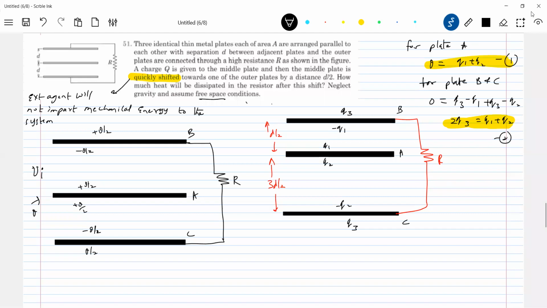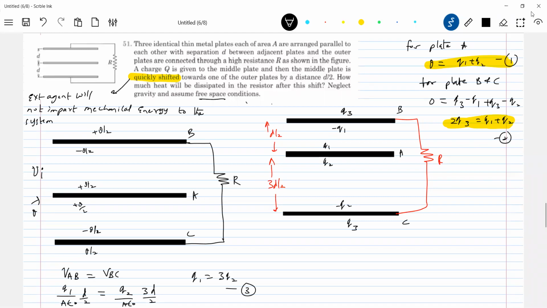Is it VAB equal to VBC? Because B and C are joined by a wire. So here one more equation is VAB equal to VBC. So directly write the equation. Q1 by A epsilon naught into D by 2, equals Q2 by A epsilon naught into 3D by 2. So therefore Q1 is equal to how much? 3Q2.